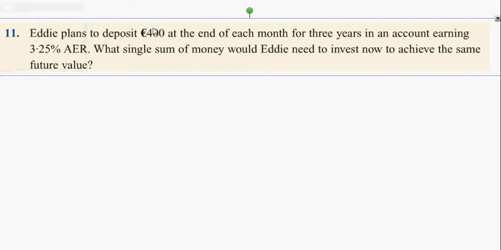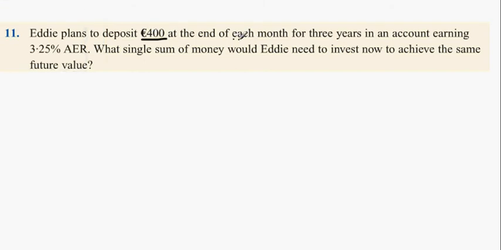Okay, Eddie plans to deposit €400 at the end of each month for 3 years in a savings account earning 3.25% AER. What single sum of money would Eddie need to invest now to achieve the same future value? So what we're looking at here is, we have to find out what sum of money this will be worth at the end to figure out how much he needs to invest now.